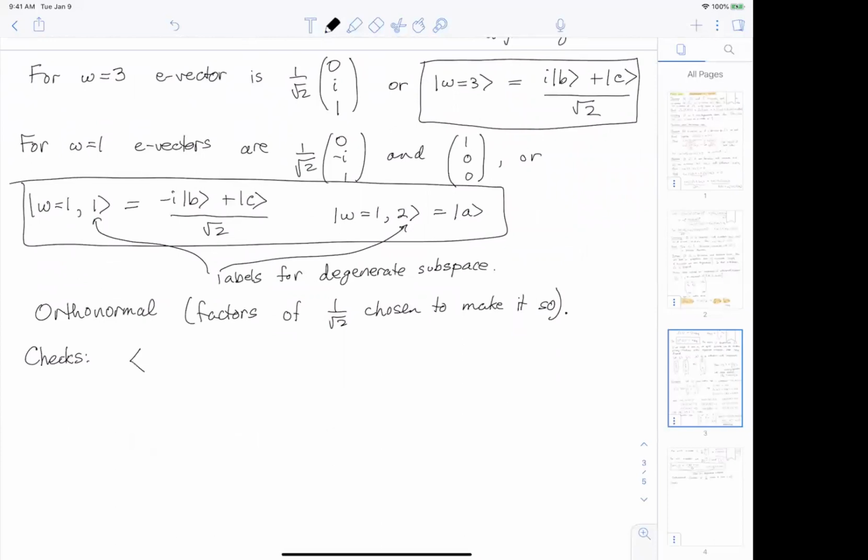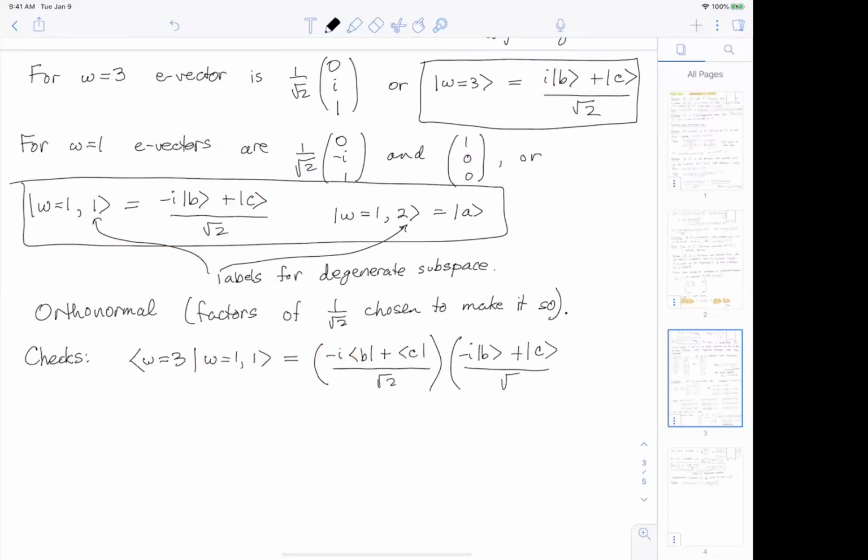So let's say I take the inner product of the omega equals 3 vector with the omega equals 1, 1 vector. So that's as follows. For omega equals 3, it's minus i B plus C bra over square root of 2. Notice that what I did here is I took the complex conjugate of this i because I was finding the bra associated to a ket, so I always take the complex conjugate. And then for omega equals 1, 1, I'm just plugging in this. Okay, so that looks like minus i B plus C all over square root of 2.